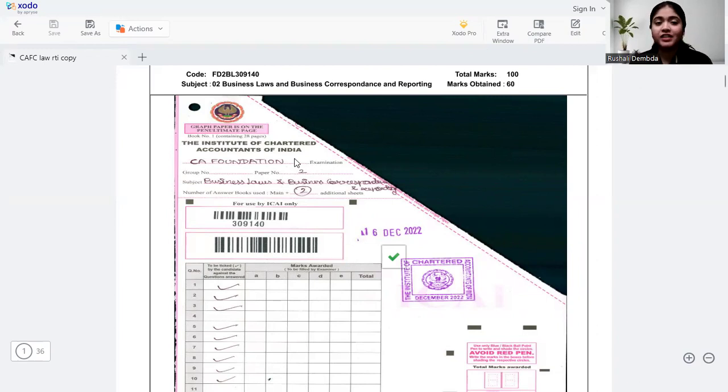For this, we have a certified copy of a student who has scored 60 marks and earned exemption. That's what our target is. So we'll be seeing how we can score 60 marks in this particular paper and how we have to focus on presentation of the theory paper. I'll be taking you through the paper and we'll see which key points are to be kept in mind for paper presentation.